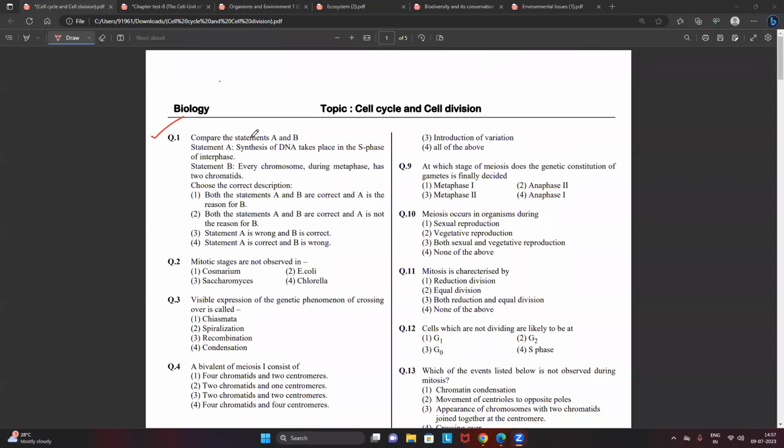Question number 1: compare statements A and B. Statement A, synthesis of DNA takes place in the S phase of the interphase. So option 1 is this one. Option 2 says that every chromosome during metaphase has 2 chromatids. Statement A is correct, statement B is also correct, but that cannot be the true reason. Option 2 will be the correct one. Right. Question number 2.